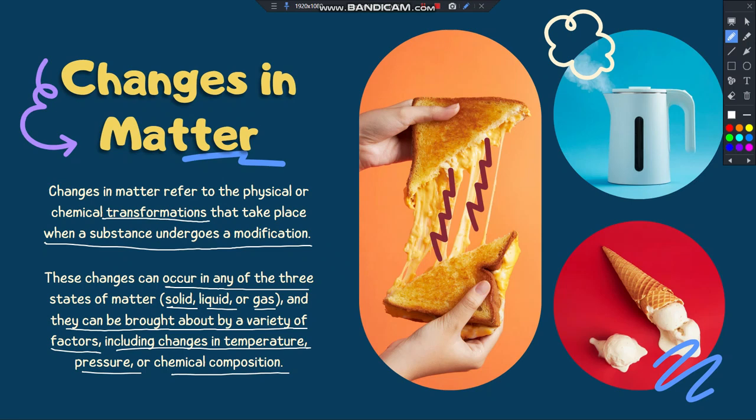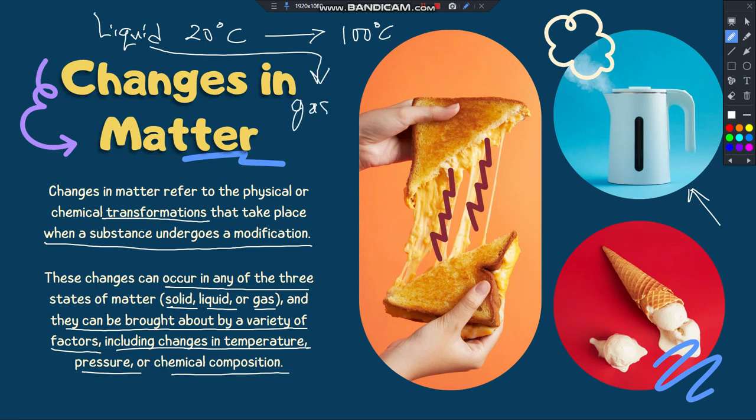Now, here is what I mean. On the screen right now, I have an example of a kettle containing some boiling water. At the moment when that water was placed inside the kettle, it was liquid. But the moment the temperature began to change from, let's say, 20 degrees Celsius to 100 degrees Celsius, it could no longer stay as a liquid. It changed into a gas. That is a change in matter that was effected by a change in temperature.